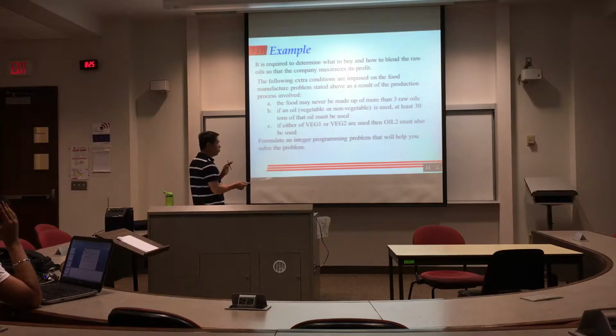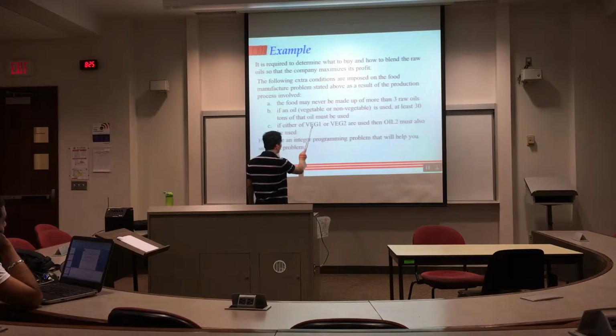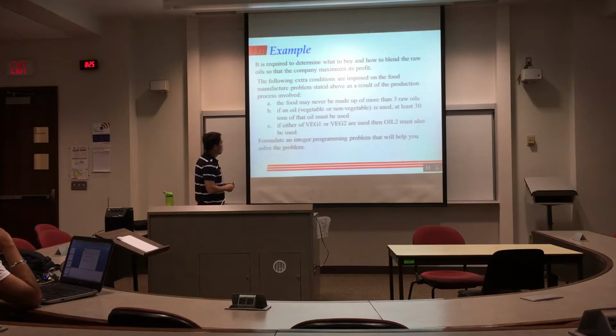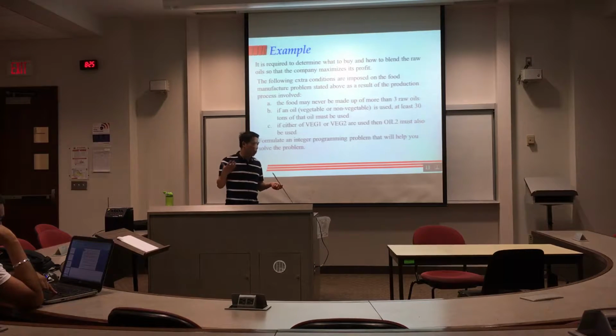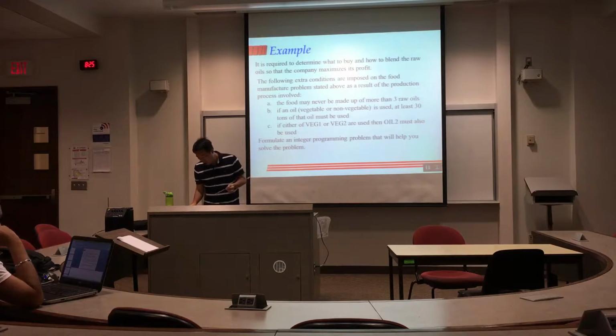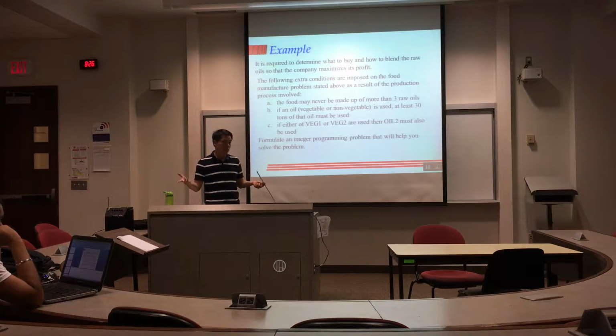So if you use any type of oil, you have to use at least 30 tons, and then you have this constraint: if either vegetable 1 or vegetable 2 is used, then oil 2 must be used. As you can tell, the question is whether to use it or not, and how much to use. Whether to use or not, that would be binary. How much of it to use, that's continuous. So this is a mixed integer program.